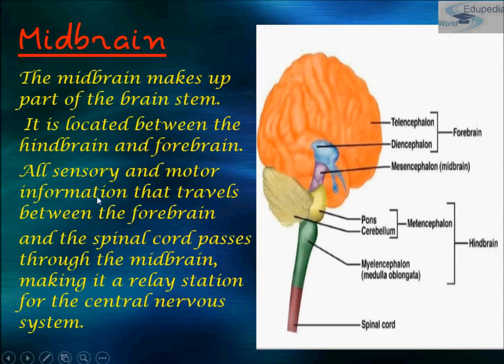All sensory and motor information travels between the forebrain and the spinal cord. It passes through the midbrain, making it a relay station for the central nervous system. See, this is our forebrain, which is made up of the telencephalon and diencephalon together, and this is our mesencephalon, that is our midbrain. This is the pons and cerebellum, that forms the metencephalon, and this is the myelencephalon, which is known as the medulla oblongata. These together form the hindbrain. And this is our spinal cord. So all sensory and motor information that travels between the forebrain and the spinal cord passes through the midbrain, and it makes a relay station for the central nervous system.